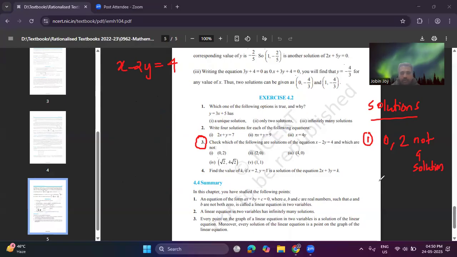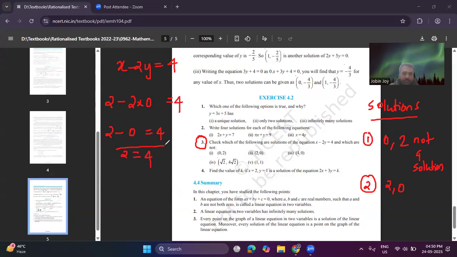Try the second solution, 2, 0. So x is 2 minus 2 into y is 0 equal to 4. So 2 minus 2 into 0 is 0 equal to 4. So 2 equal to 4. Again, this is wrong, right? So this is not a solution. 2, 0 is not a solution of the given equation.